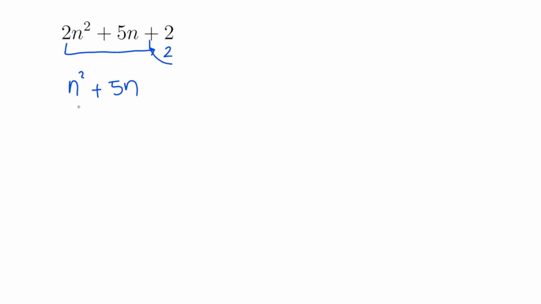And now we multiply these two numbers together. So at the very end, we're going to have a 2 times 2 is 4. Now, we factor this, the n squared plus 5n plus 4, the same way we factor quadratics when a is equal to 1. So what we need to do is find two numbers that will multiply to give us 4, since c is equal to 4. And we need to find two numbers that will add to give us 5, since b is equal to 5.